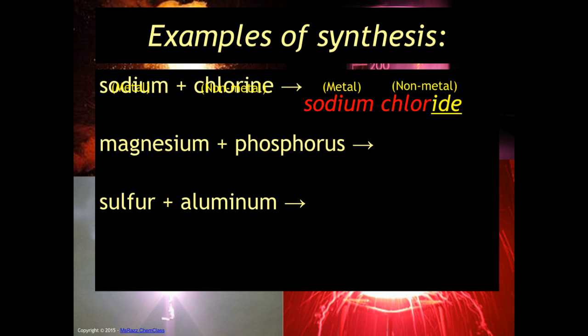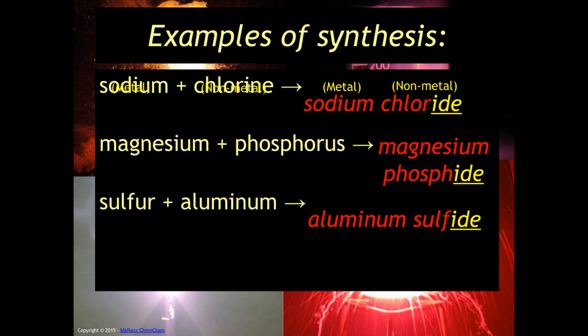We have magnesium and phosphorus. Magnesium is a metal, and phosphorus is a nonmetal. So we're going to get magnesium phosphide. Remember, drop the "us" part of phosphorus and add "ide." Now we have sulfur and aluminum. Remember, the metal always comes first, so we're going to have aluminum sulfide.